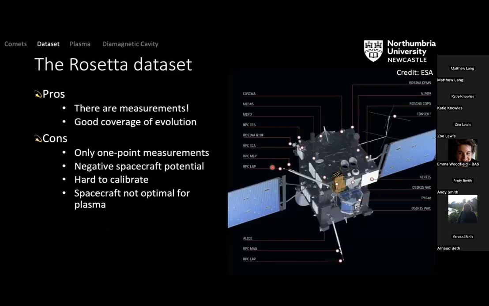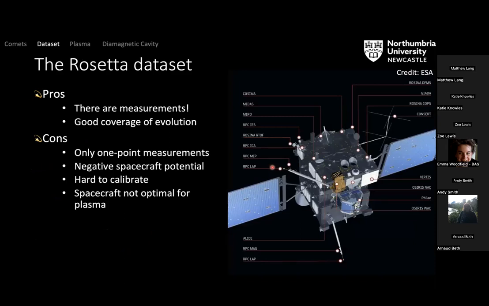I will introduce you a little bit to the Rosetta dataset. Rosetta was launched in 2004. It was the European Space Agency mission to Comet 67P, Churyumov-Gerasimenko, and it took 10 years to actually get there. It arrived in 2014 and orbited the comet for over 2 years.